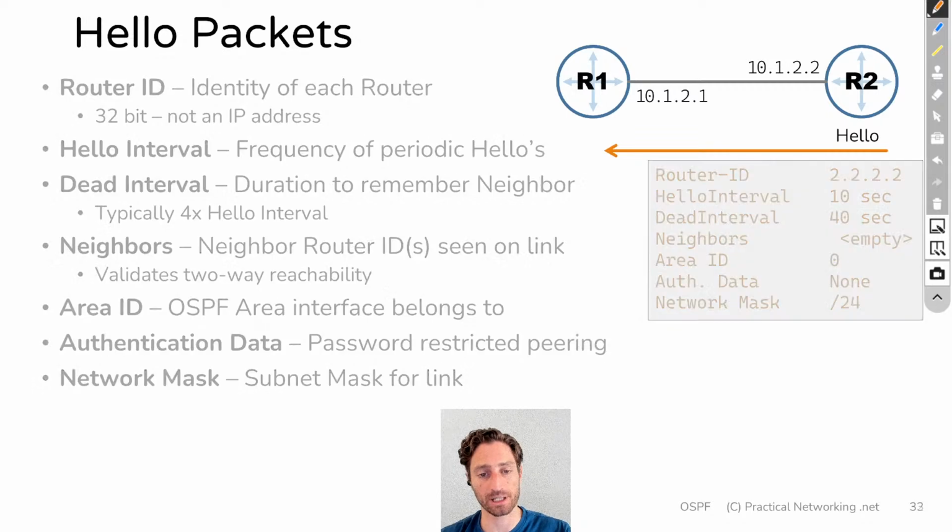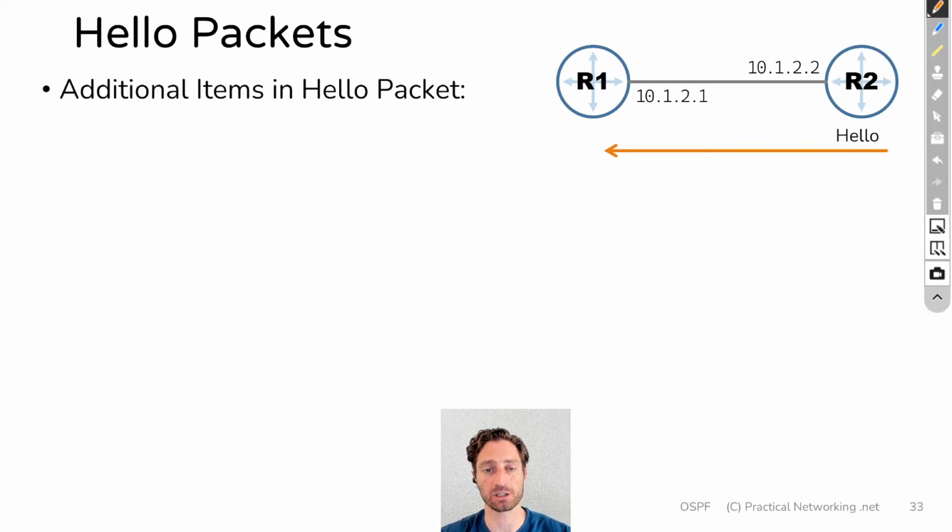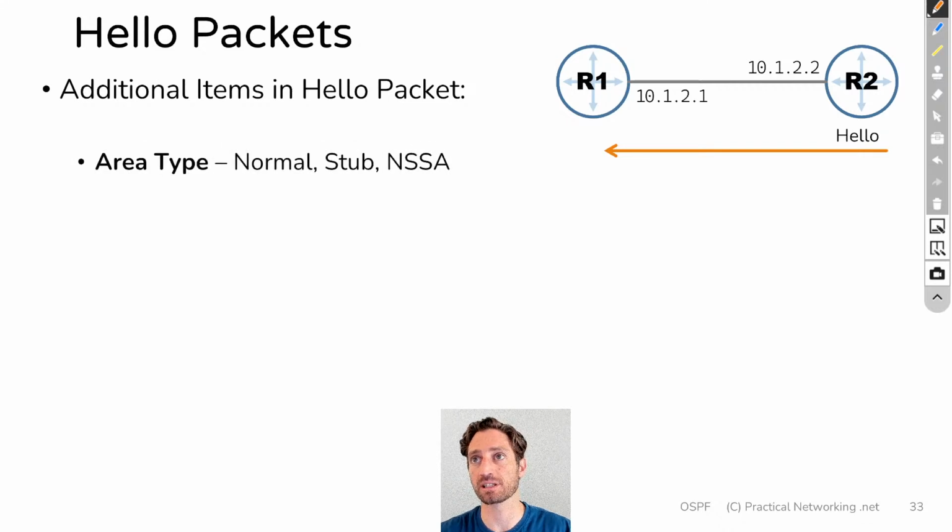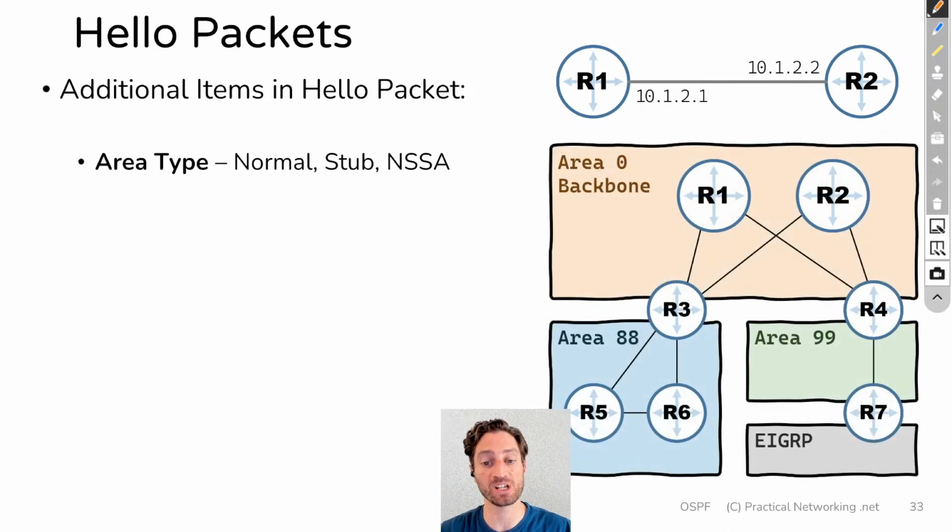And with that, let's talk about one more thing inside the hello packet. Now, for both of these next 2 things that we talk about, we're going to unpack them in more detail later on in this course. But for now, I just want to give you a high-level definition of what each of these things are. The first thing we're going to talk about is the area type. There are 3 options here: normal, stub, and NSSA. And again, we'll explore this in more detail later on.